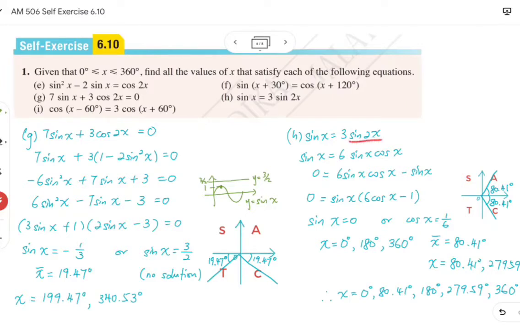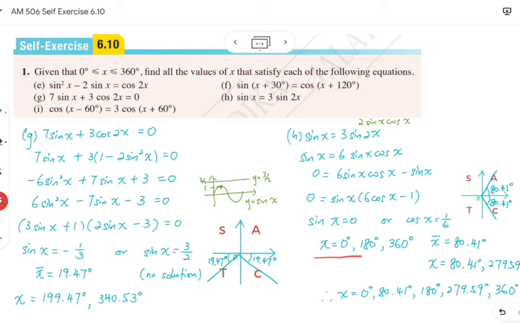So, from sine 2a, we know that is 2 sine a cos a. 2 sine x cos x. And then, times with the 3 in front, we get 6 sine x cos x on the right equals to sine x. Even though we have two common factors here, we cannot straight away cut off. Alright? We need to gather everything to the right and do factorization so that the unknown will also form a factor. Alright? So sine x equals to 0.